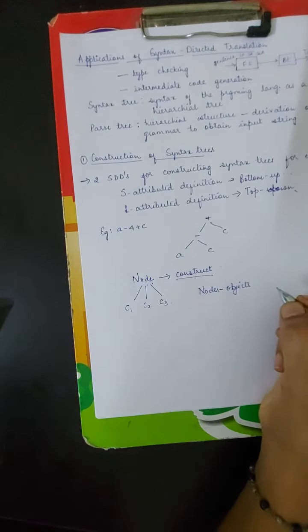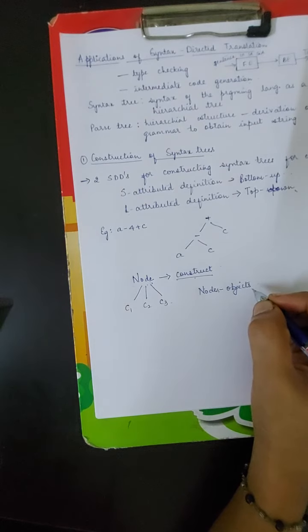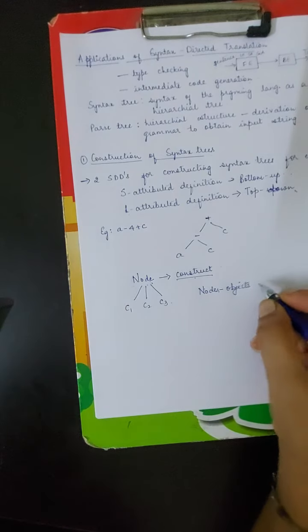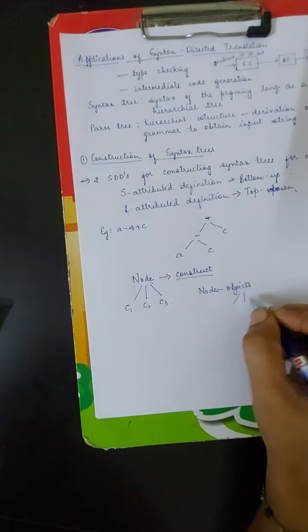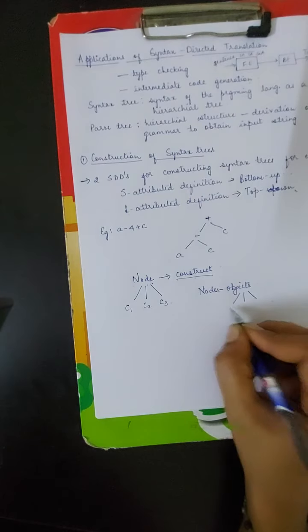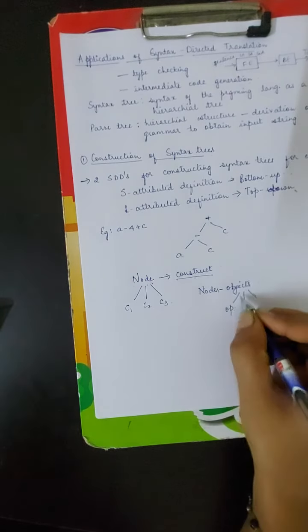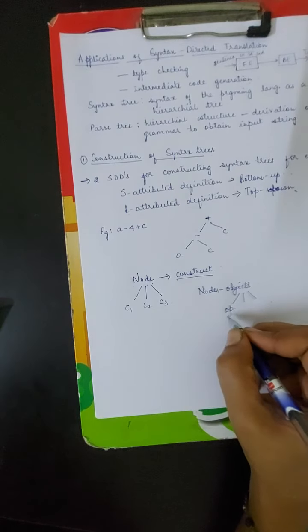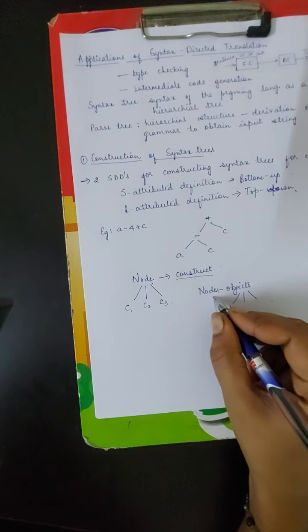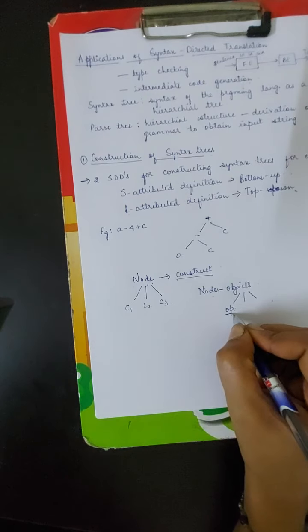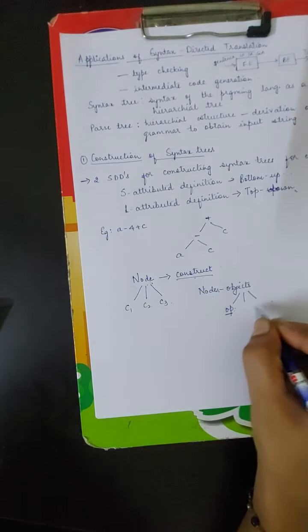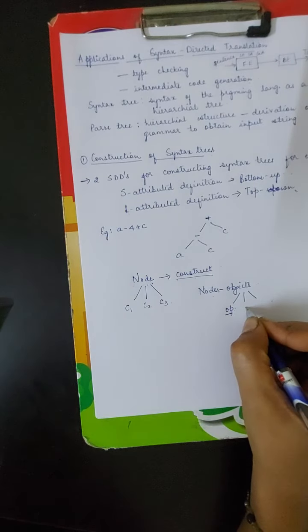Okay, these will be implemented in the form of objects with a suitable number of fields. This object will have a number of fields, the first field being OP. OP is the first field, which is the label of the node. The other fields for this object depend upon what kind of node it is.